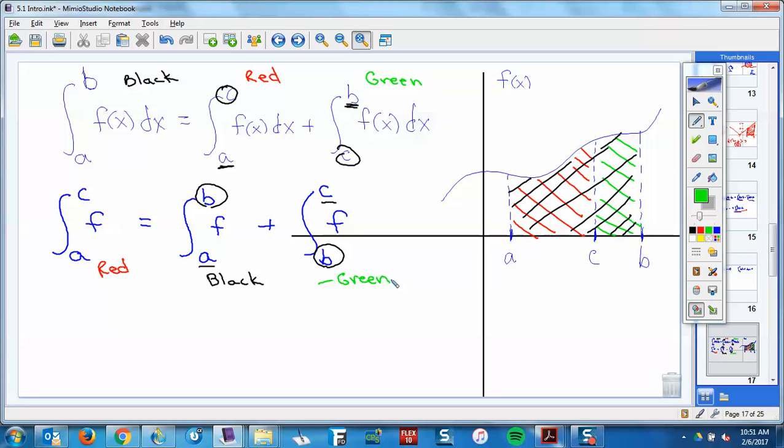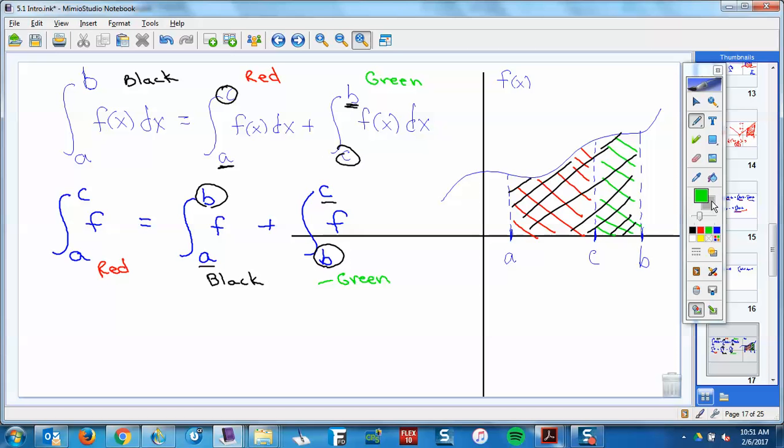So is the red equal to the black minus the green? Yeah. It is. The red is equal to the black minus the green. So it seems really obvious when the C, or this number up here, is in between. But it doesn't have to be.